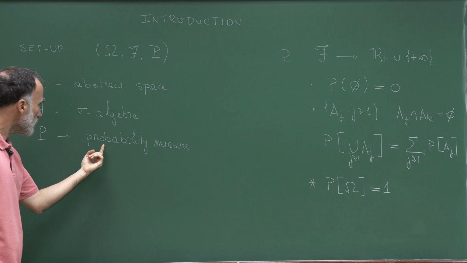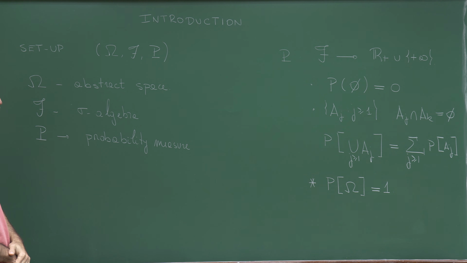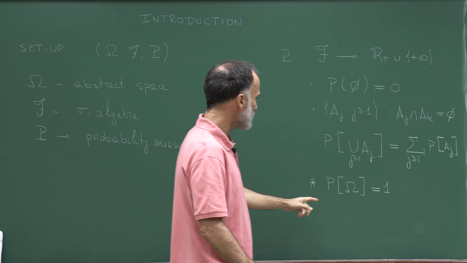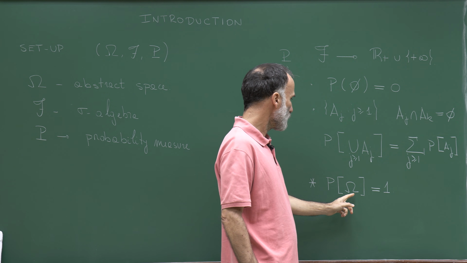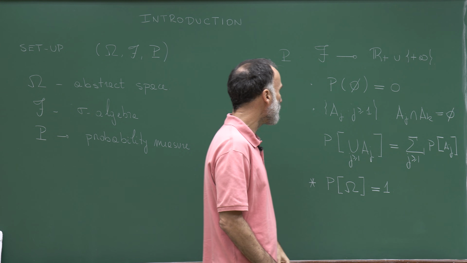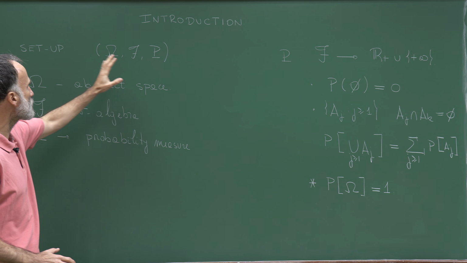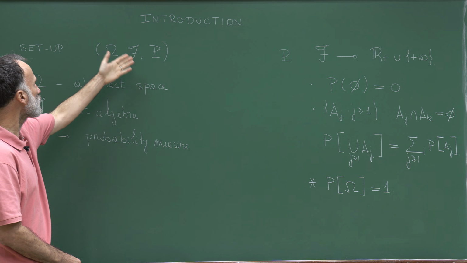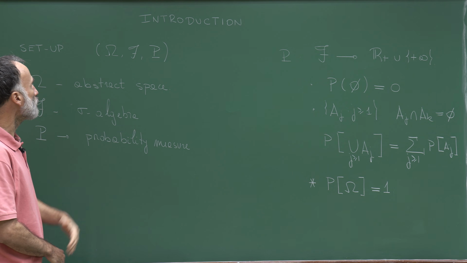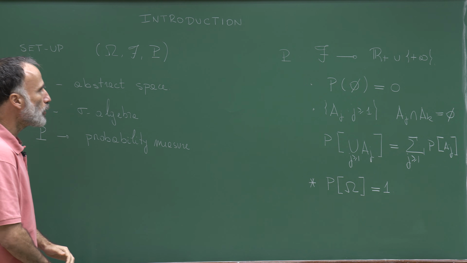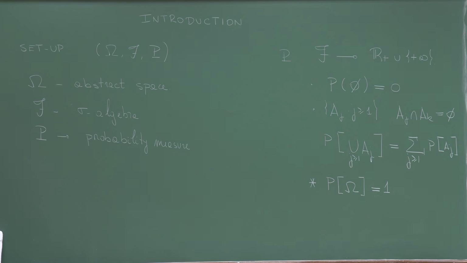And now we will introduce a further property of these measures, that it is a probability measure, and that means that the measure of the full set omega is equal to 1. So that will be the setup. We will always have this triple, which I will call a measure space or probability measure space, and we will be working in this context.